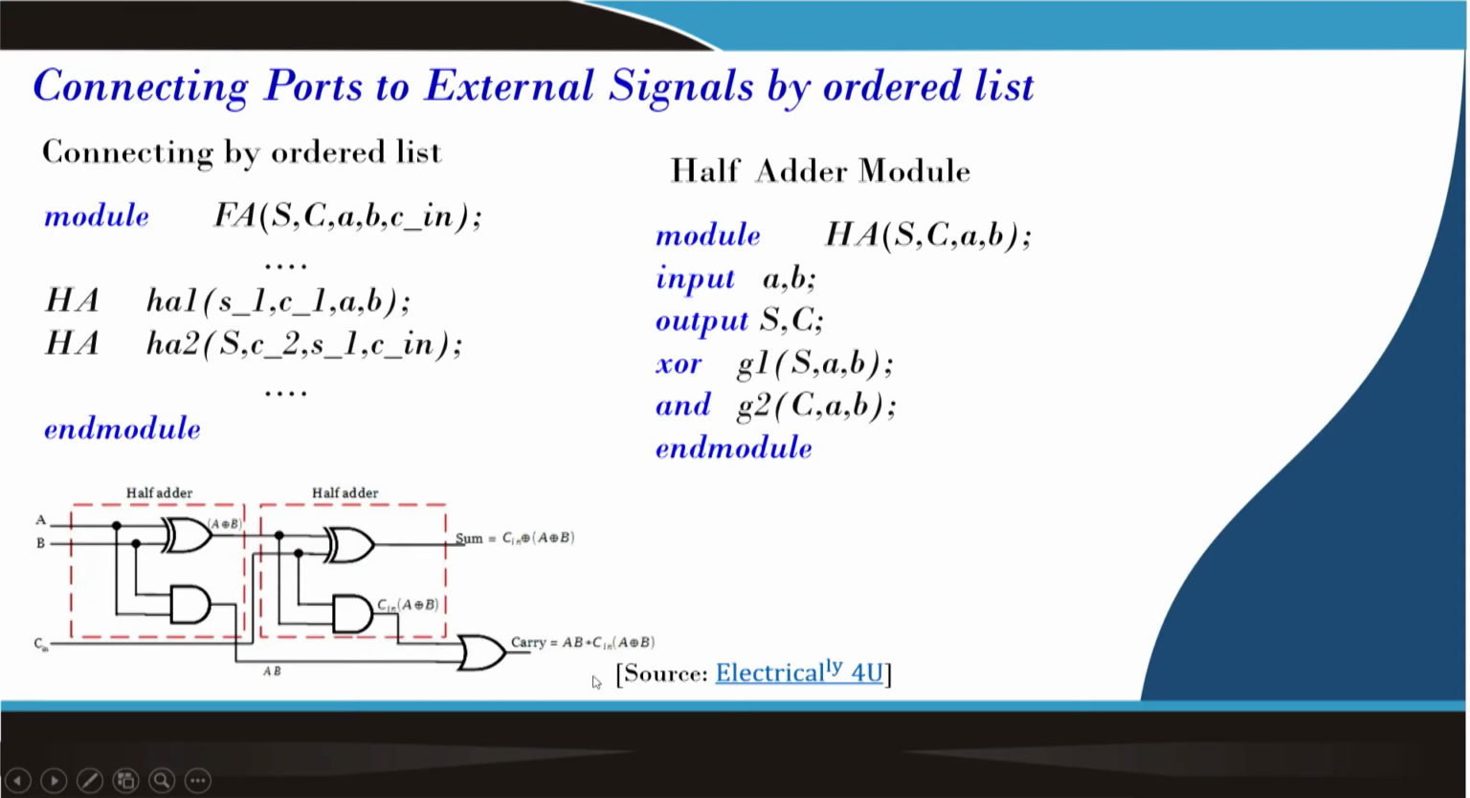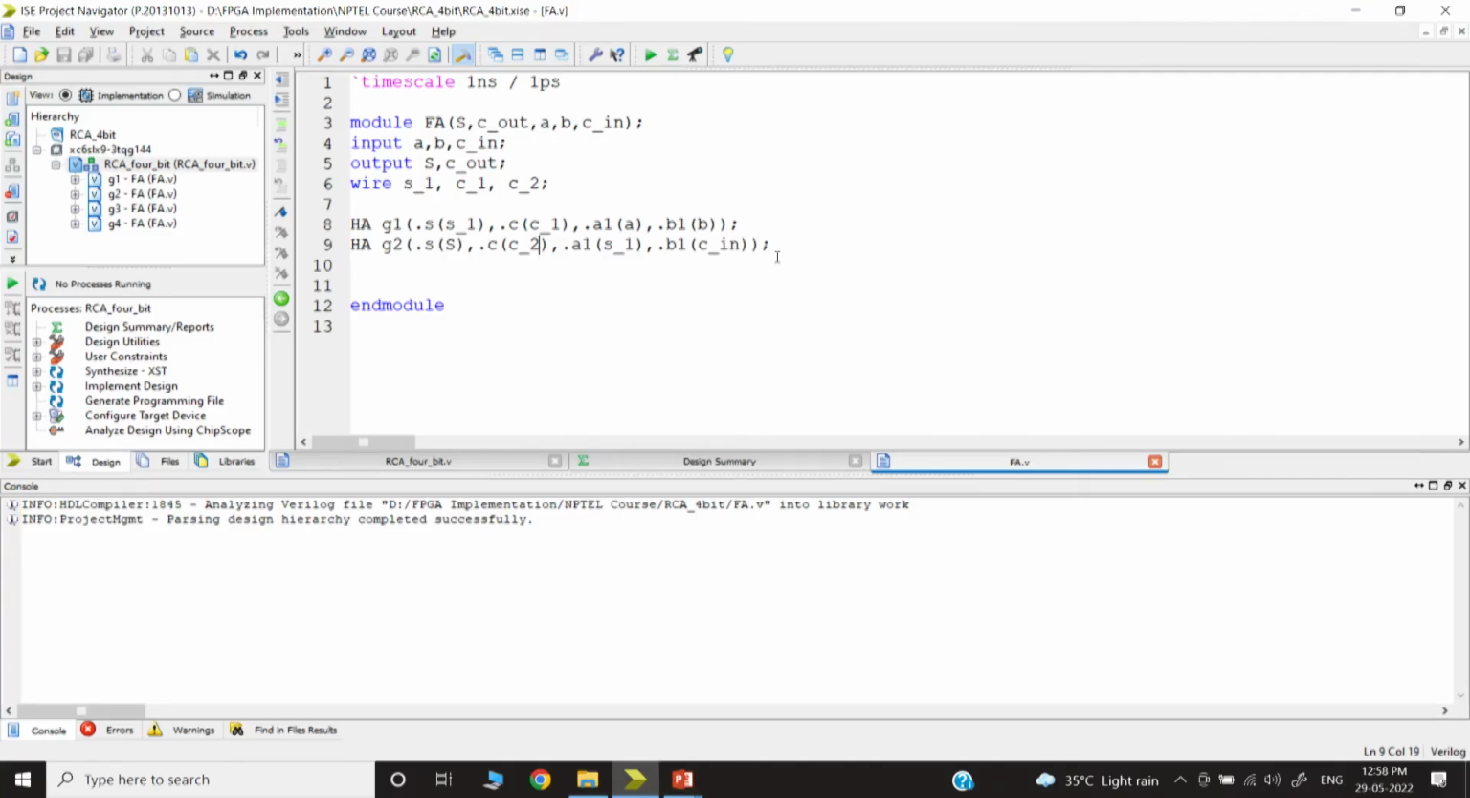Then, if we go further, the actual carry will be the OR of the carry out of the second half adder and the first half adder. That means we will use OR gate 3. Here we have to make sure we maintain the sequence. The output of the OR gate will be C out, then the inputs to the OR gate are C1 comma C2. That is it. Now, this module is implemented.